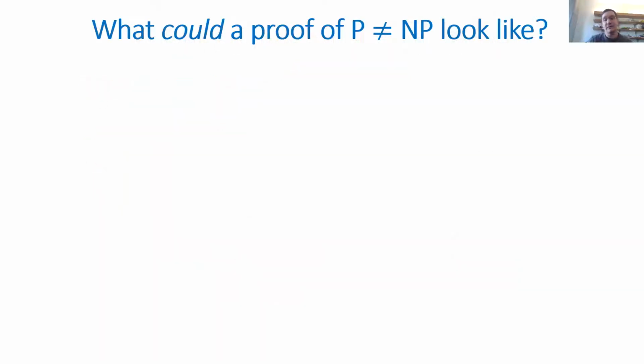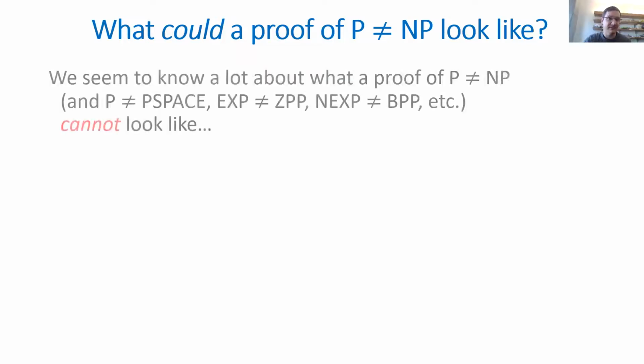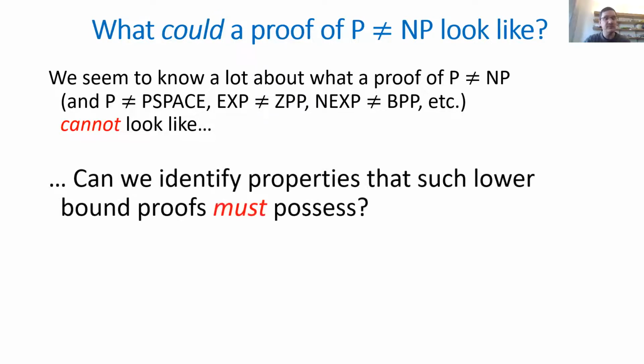So the starting point of our work is the simple question: what could a proof of P different from NP look like? Like we know a lot about what it can't look like, and for a bunch of other problems, we know what their proofs can't look like. Can we identify properties that such lower bound proofs must possess? Instead of barriers to strong lower bounds, can we identify obligations that strong lower bounds have got to obey?